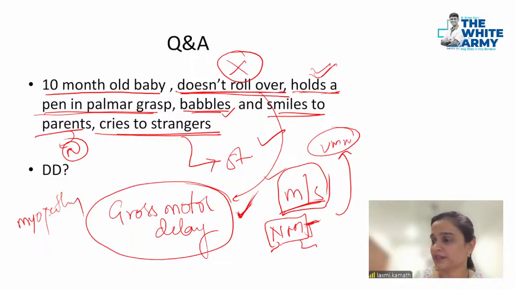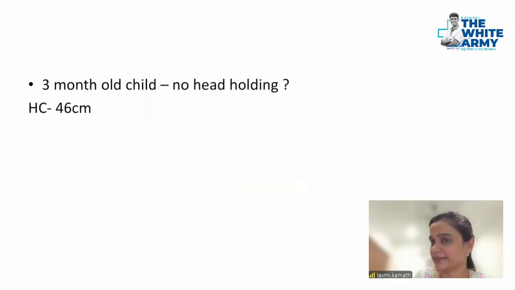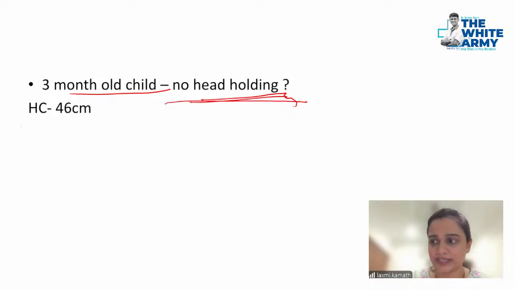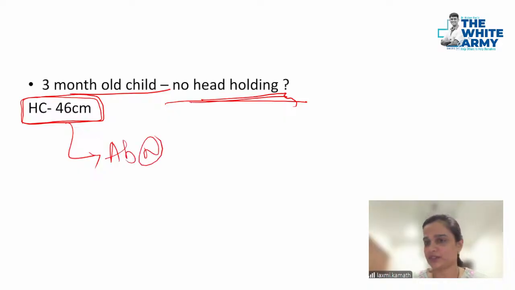So this is one example that I'm dealing with. Next, coming to a child who is 3 months old with no head holding. Generally by 3 months, you should have at least partial head holding. This has zero head holding. But there's one thing which is very striking. The head circumference is 46 centimeters. So it is definitely abnormal. Can you drop in comments what can be the cause here?